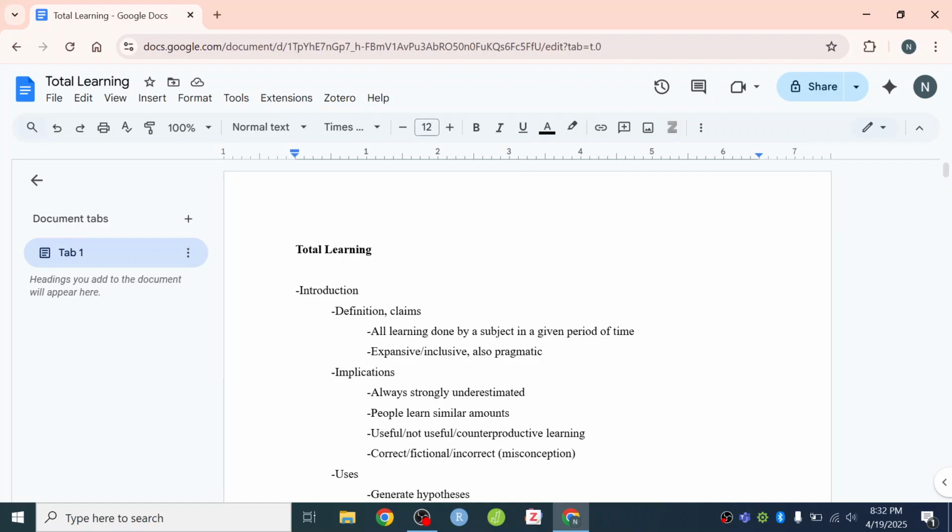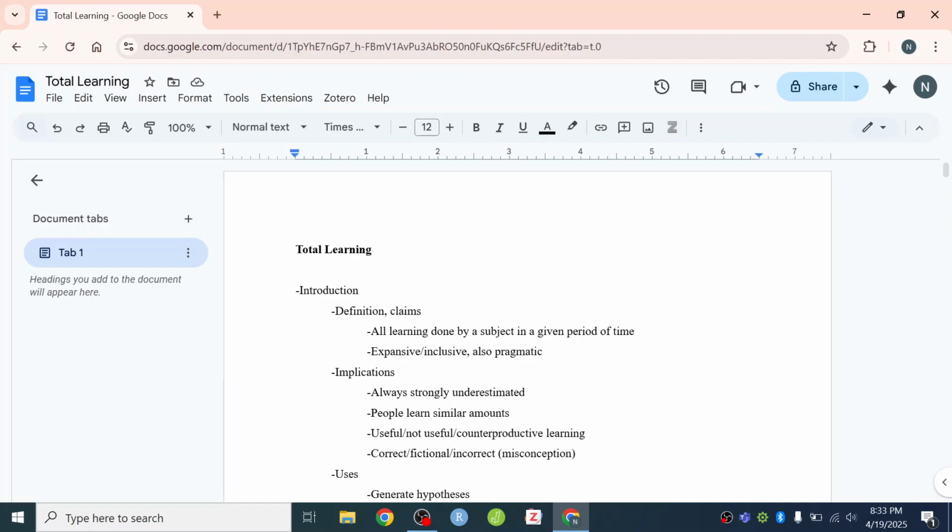Then we'll get into the implications of these claims and definitions. What does adopting a broad perspective on what qualifies as learning and the total amount of learning people are doing, what implications does it have for our understanding of learning and learning research? One of the implications is that learning is typically underestimated. When we expand the range of concepts that we would understand to be learning, and we expand our understanding of the total amount of learning that people are doing in a given period of time, we see that people's learning is generally underestimated, that they're learning more than we think that they are.